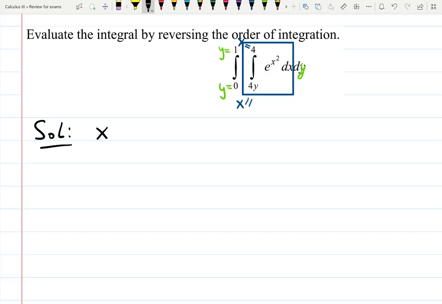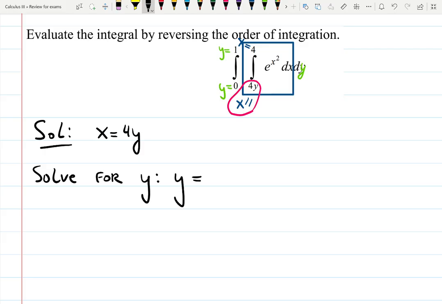I said that x equals 4y. This is the most important part. The moment you get this function, you can solve for the other variable we need. So we need y. Y will be x over 4. Put this in the box. This is important.